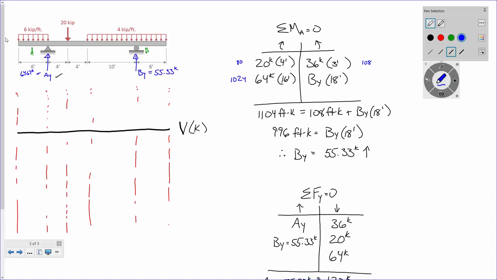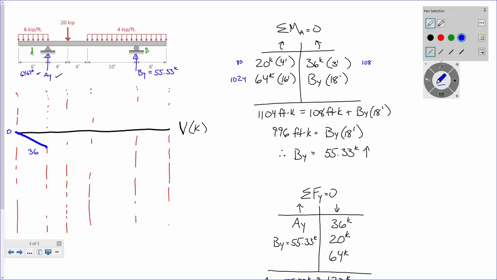Now, when you're drawing a shear diagram, literally just look at the beam and do what it tells you. We've got 6 kips per foot acting over a distance of 6 feet. So that's 36 kips, and it's pointing down. So it's saying, Greg, go down. All right, I'll go down. It went from 0 to 36.